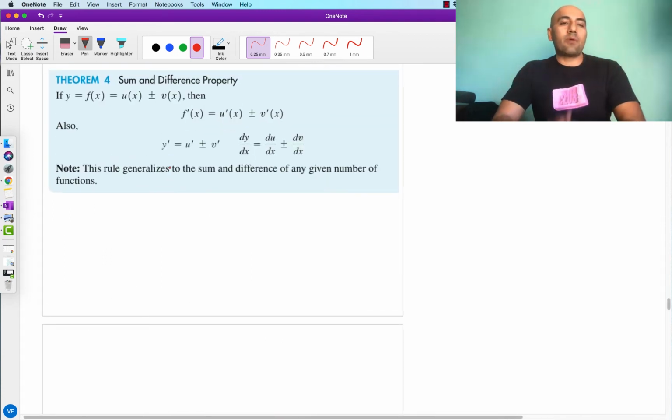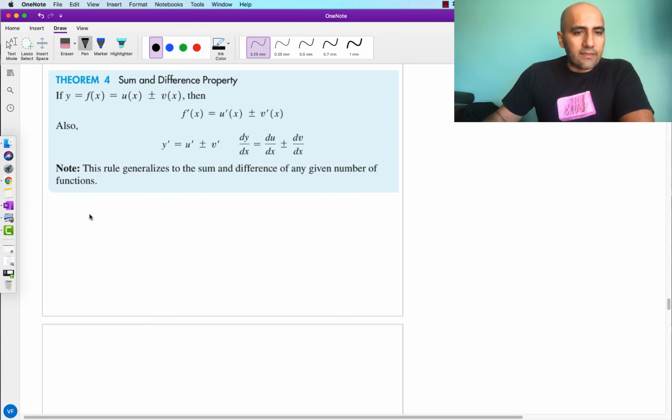The sum and difference property. If y equals f of x, which is equal to u of x plus v of x, then the derivative of the f function, f prime of x, is equal to u prime of x plus or minus v prime of x. So what we can get out of this is that if we have one function equal to the summation or difference of two different functions, and we want to find the derivative, then we can take the derivatives separately and then add or subtract them.